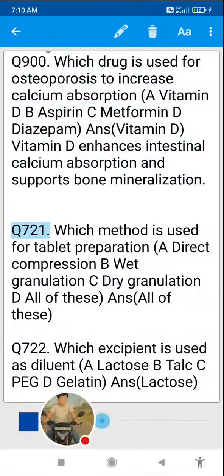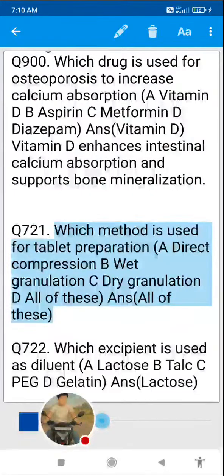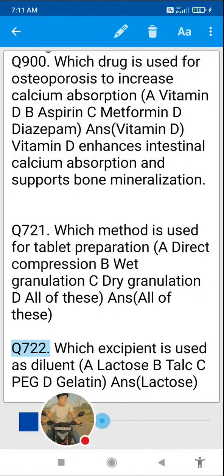Q721. Which method is used for tablet preparation? A. Direct compression. B. Wet granulation. C. Dry granulation. D. All of these. Ans. All of these.